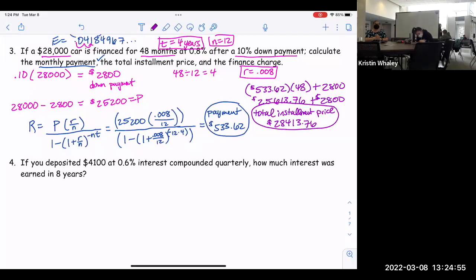And it makes sense that that's a little bit more than $28,000 because we should be paying interest on that. So we're paying back what we borrowed plus interest.